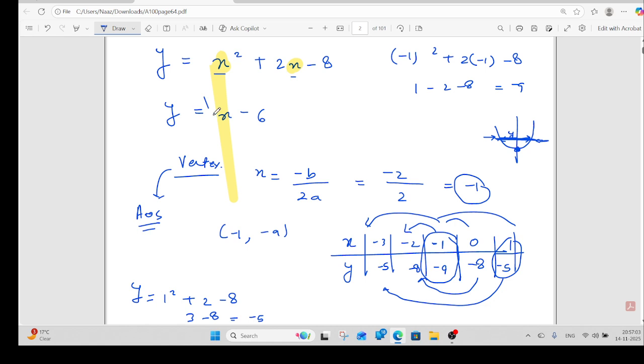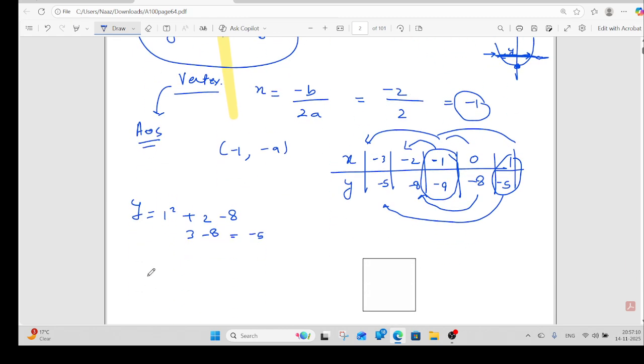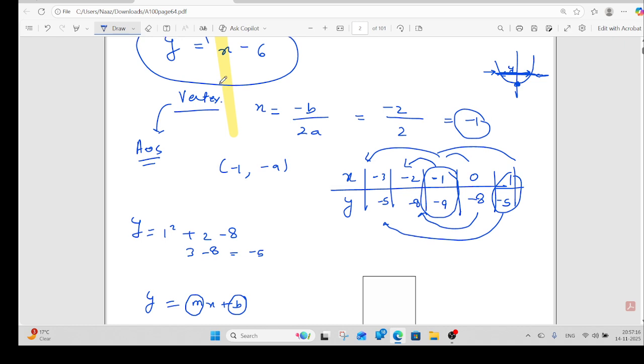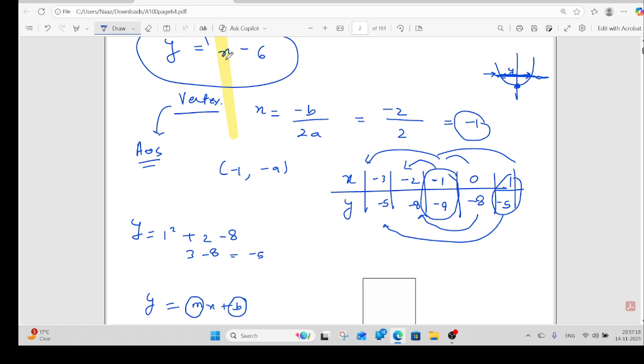Now my other equation is y is equals to x minus 6. So this equation is in this form: y is equals to mx plus b, slope intercept form, where m is slope and b is y-intercept. So m is, you can see, 1 because the coefficient of x is 1 and y-intercept is -6. So my slope is 1 and y-intercept is 0 comma -6, right?